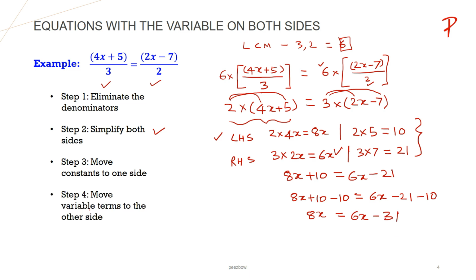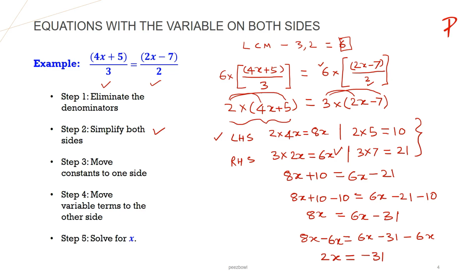Now we have to move variable terms to the other side, right? So to remove variable from right hand side, I am going to subtract 6x from both the sides. So on the left hand side, we have 8x and on the right hand side, we have 6x minus 31, minus 6x, minus 6x, right? So we will have 8x minus 6x, which is 2x, is equal to 6x minus 6x will cancel each other and we will have only minus 31. So 2x is equal to minus 31, right?